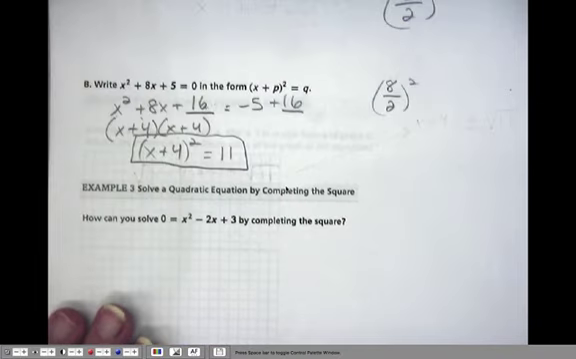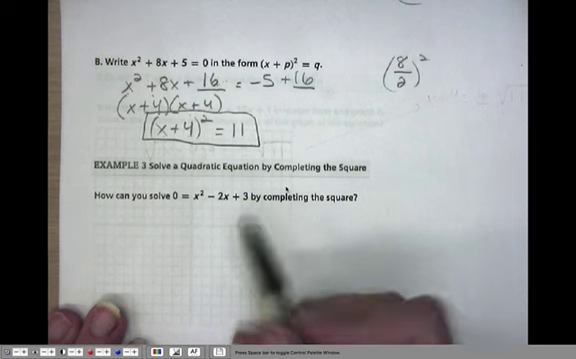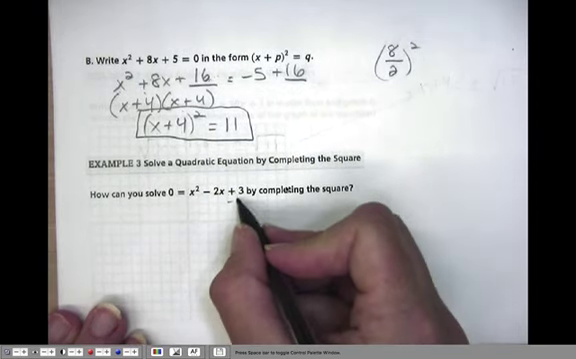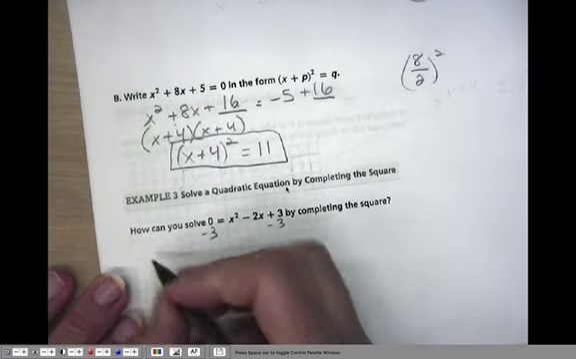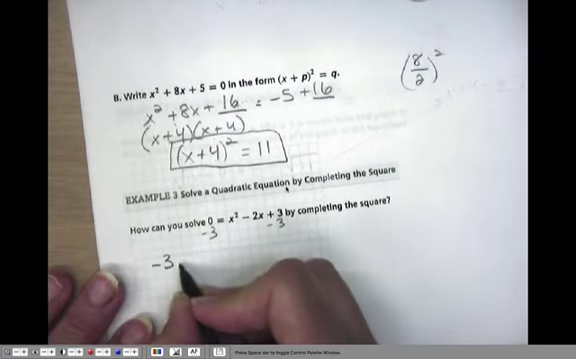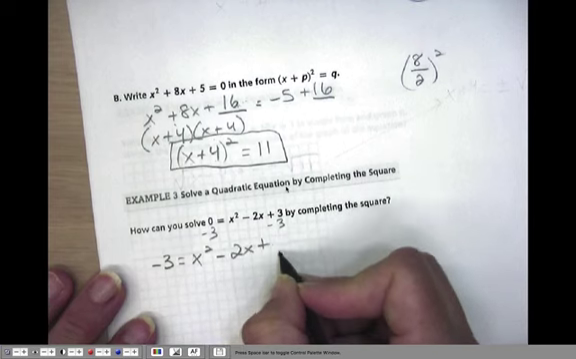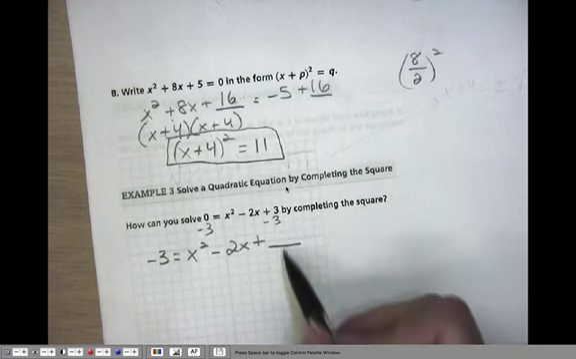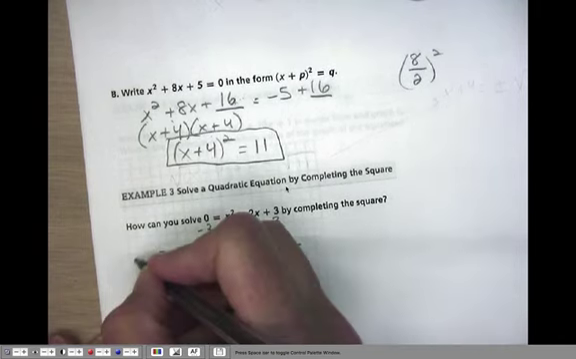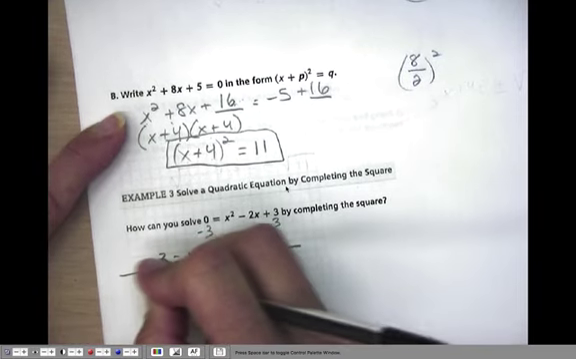So that's my answer. In example 3, I'm going to start off the same way by bringing this loose number over to the other side. Now I have -3 equals x squared minus 2x, and then I have that plus blank, because I'm going to add that magic number that's going to complete the square. And since I'm adding something here, I better have something here that I'm adding to it as well.